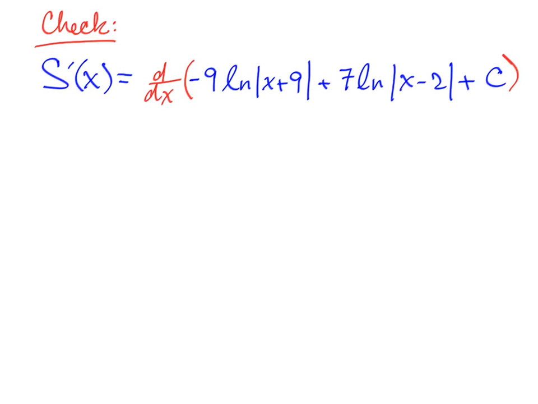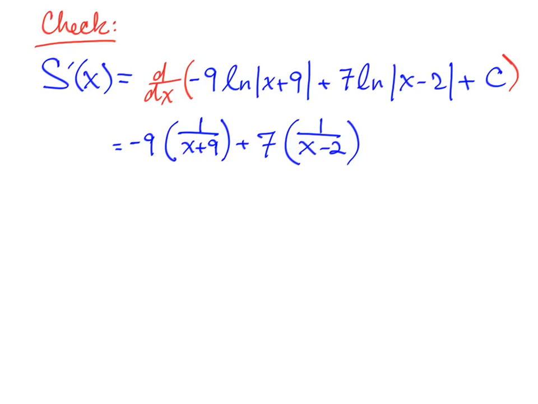The derivative of the natural log of an absolute value of something is just 1 over that something, right? So we don't have to worry about defining it as a piecewise function. We've already done that. So differentiating, I get negative 9 times 1 over x plus 9, plus 7 times 1 over x minus 2, plus the derivative of that constant, which is 0. And simplifying, I get negative 9 over x plus 9 plus 7 over x minus 2. And that's what we were given for little s of x. So we got the right answer.